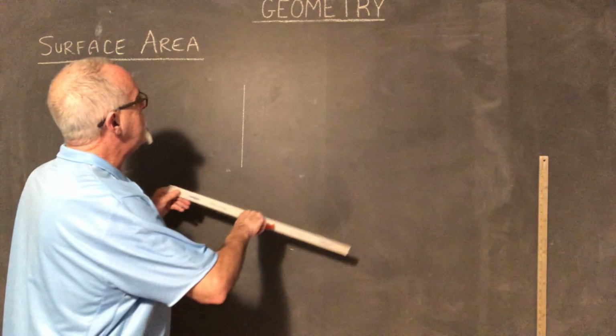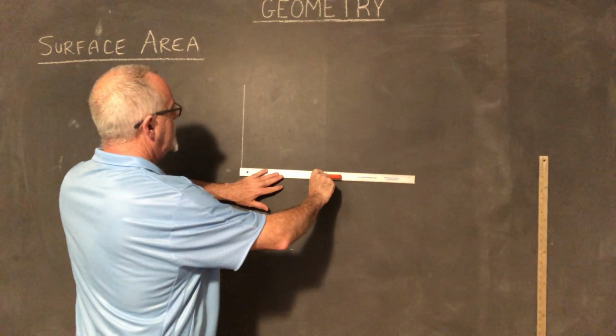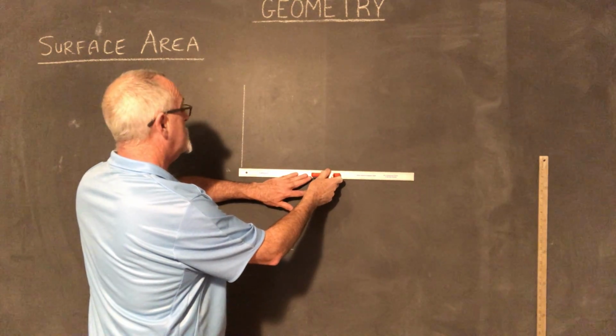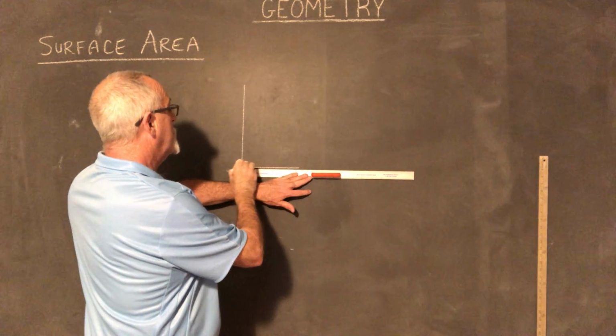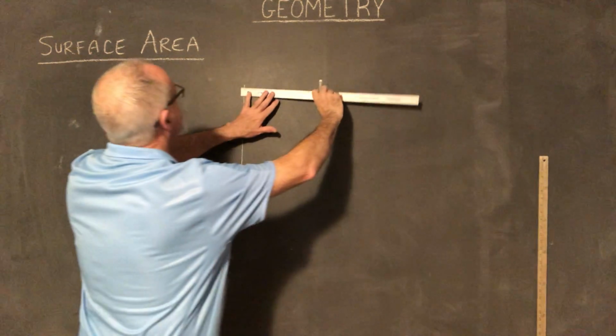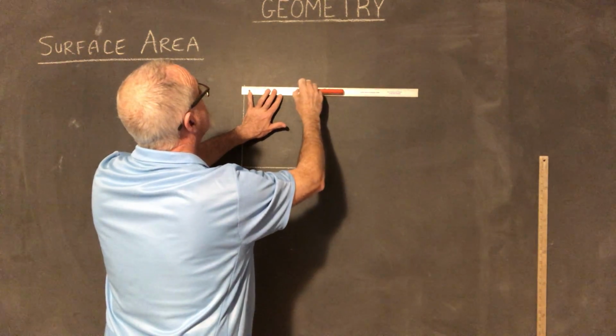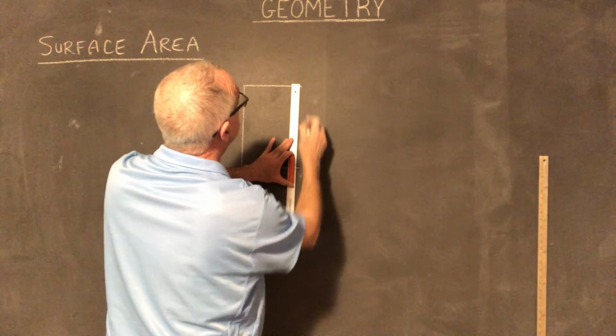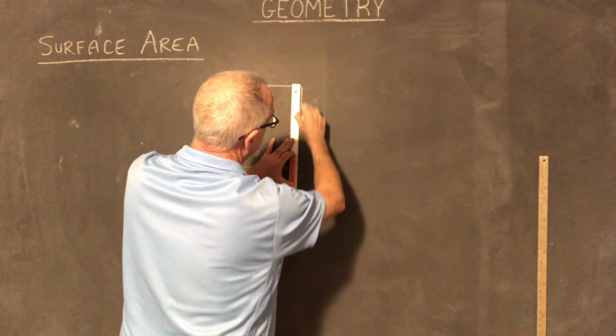So I'm going to make a perpendicular side that's not going to be a foot. I'm going to make it 8 inches. So basically I'm just drawing a rectangle, aren't I? That's what I'm doing. I'm drawing a rectangle with a base of 8 inches and a height of 1 foot.